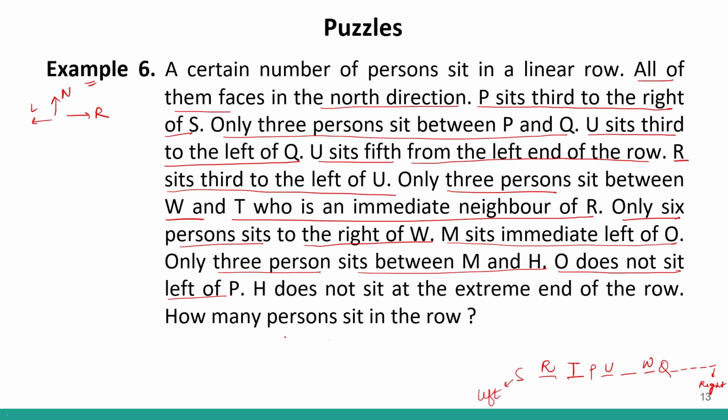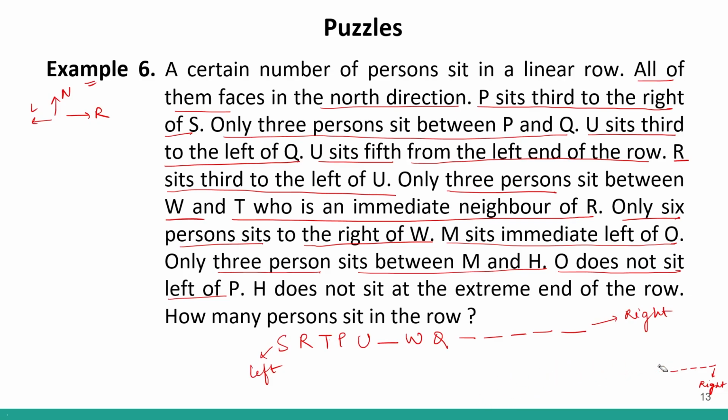So the second possibility is S, R, T, P, U, then one person, then W, then Q, and then we have 5 persons. Correct? 1, 2, 3, 4, and 5. So 1, 2, 3, 4, 5, 6, 7, 8, 9, 10, 11, 12, 13. 13 we have. This is the left hand. This is the right hand. In total, we have 13 people in this row.